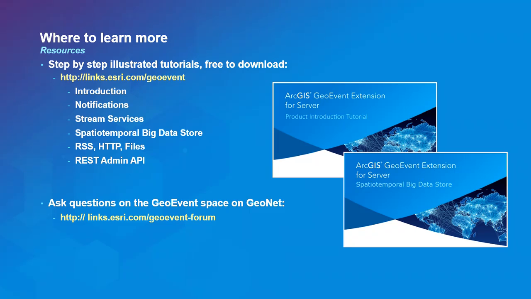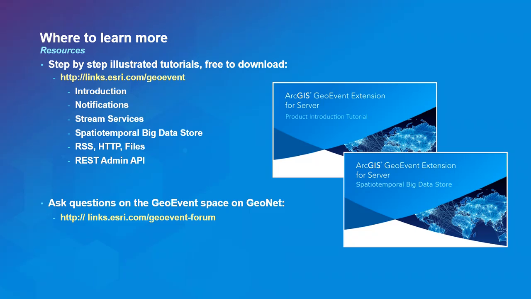Notifications, if you're interested in some of the other notifications, not only just email and text message out, you can check out the notifications tutorial. If you want some more information on the stream services, that is also available, a whole tutorial devoted to working with stream services. And then if you're interested in utilizing the new Spatiotemporal Big Data Store, where you can stream high volume, high velocity data and archive a large amount of data, check out the Spatiotemporal Big Data Store tutorial as well.